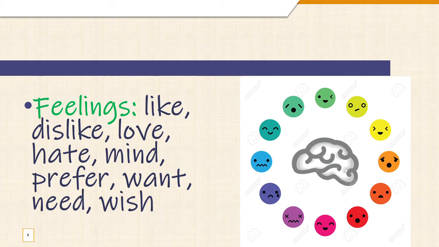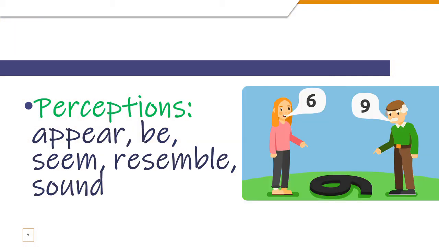We also use stative verbs to talk about feelings. That picture on the right shows all the proper emojis with different kinds of feelings. So yes, stative verbs are used to talk about feelings like dislike, love, like, hate, mind, prefer, want, need, and wish. This is not an exhaustive list, but just to give you an idea.